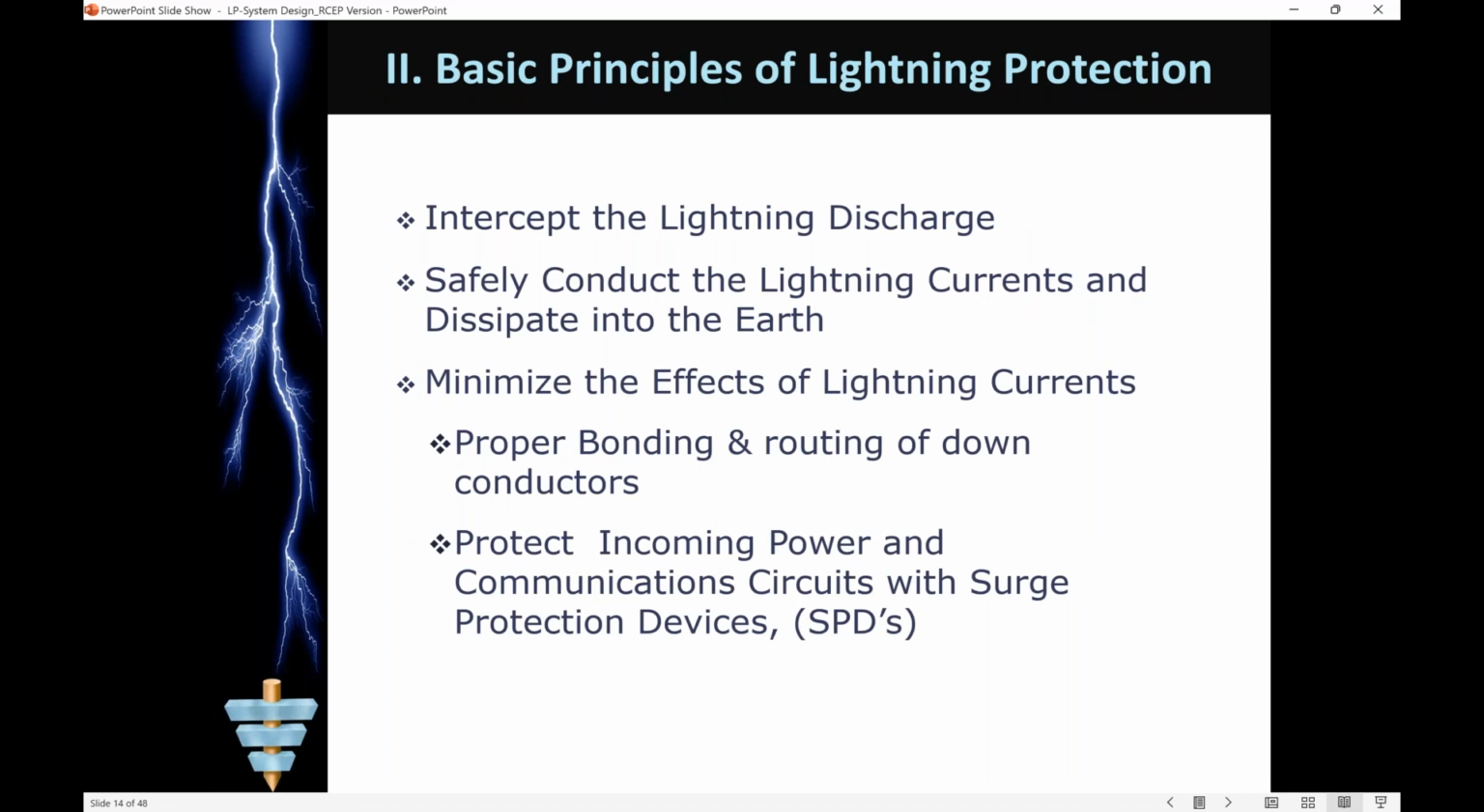Basic principles of lightning protection. We want to intercept the lightning discharge. We want to safely conduct the lightning current to Earth. We want to minimize any effects of the current. We want to make sure we're properly bonding and routing of the down conductors. And we want to protect incoming power and communication circuits with surge protection.